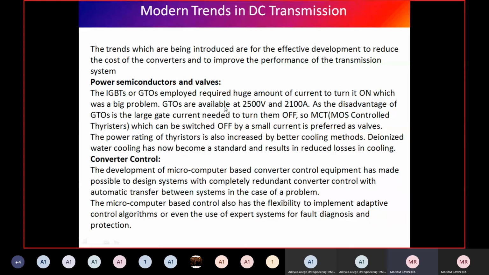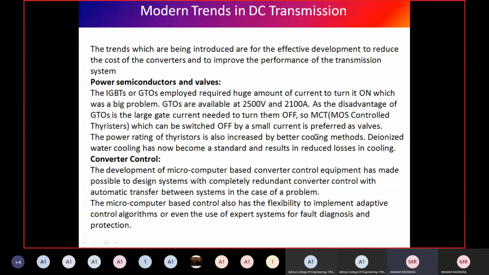GTOs are available at 2500 volts and 100 amperes. To turn them off is also very difficult because it requires high current. So another device is used to turn the semiconductor device off, that is the MCT device, the MOS controlled thyristor, which can be switched off by a small current.